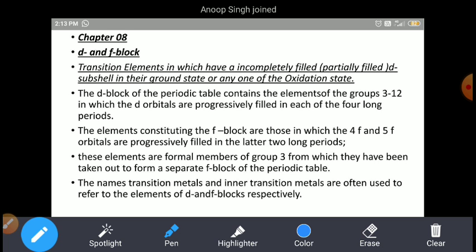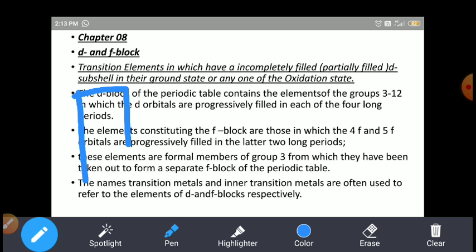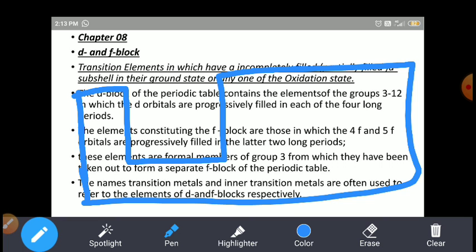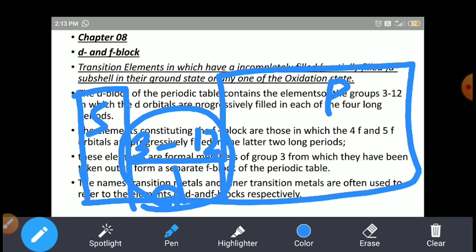And the d block elements: S, and this is P block, and here the D block elements are occupied. Here the groups are 3 to 12. The elements of groups 3 to 12 belong to the D block elements.